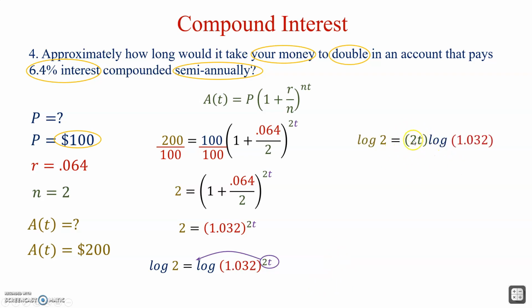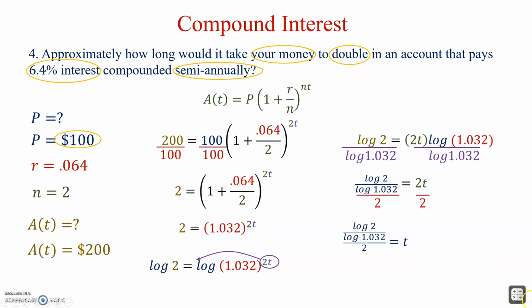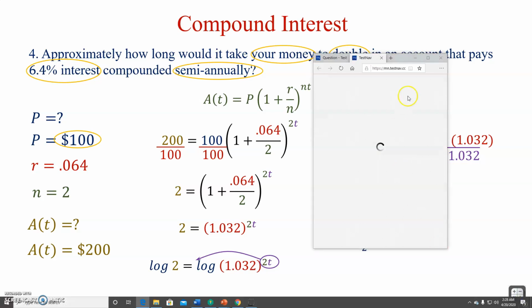There's the 2t, which was the exponent, times log 1.032. To get the t by itself, we'll divide by this log. Divide log on both sides. We're left with the 2t. Divide by 2. So here we'll substitute into the calculator.